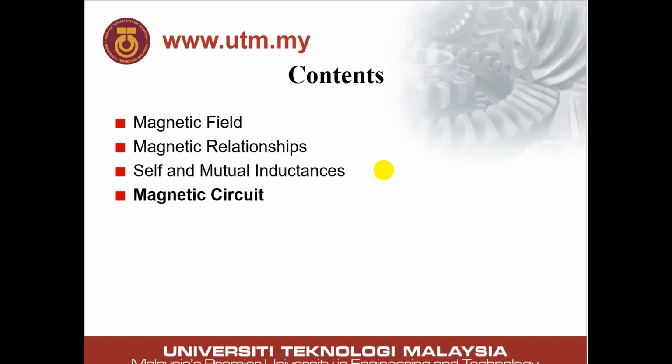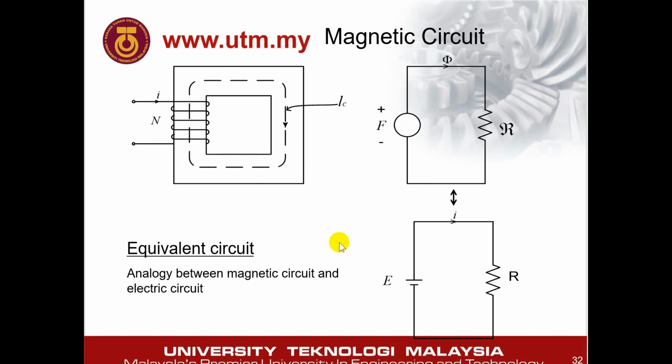We continue our lecture with part 4 of chapter 4, which is magnetic circuit. This part requires a lot of calculation, so you have to be careful. As you can see here, this is a magnetic circuit which consists of the winding and the core.